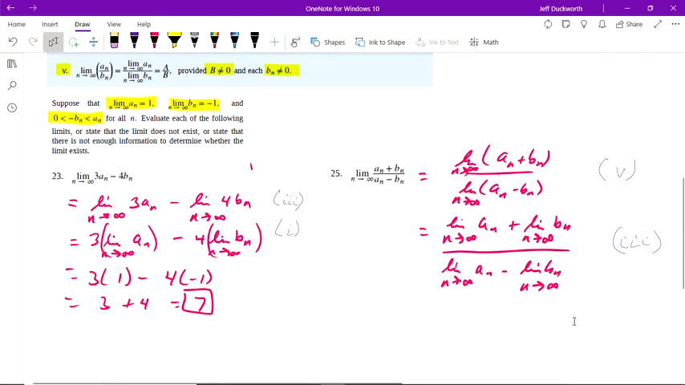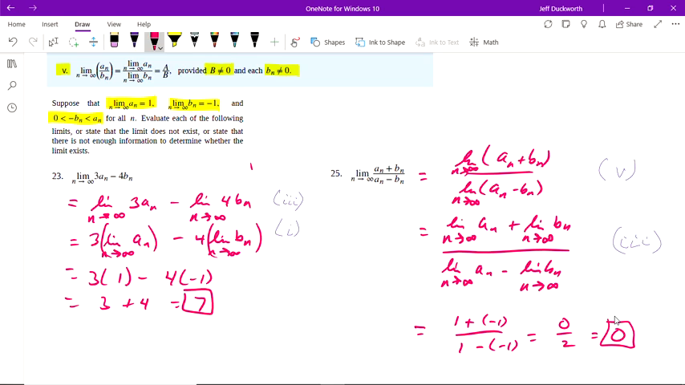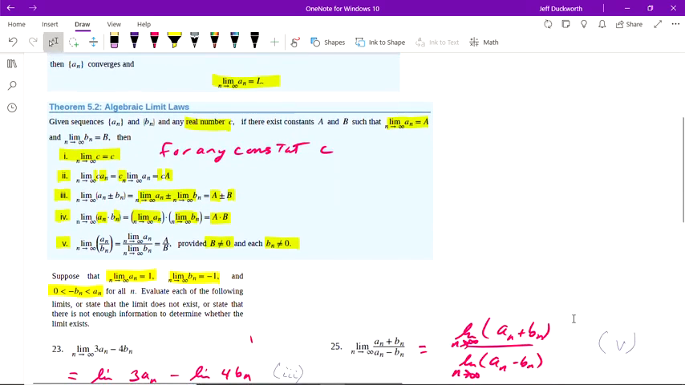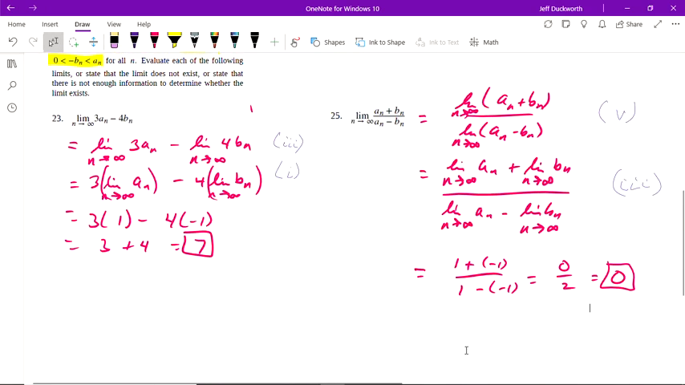And finally, we can just substitute in for what we know as the limits now. So this equals 1 plus negative 1 over 1 minus negative 1, which is 0 over 2, which is 0. And that's how you apply the algebraic limit laws to the sequence.